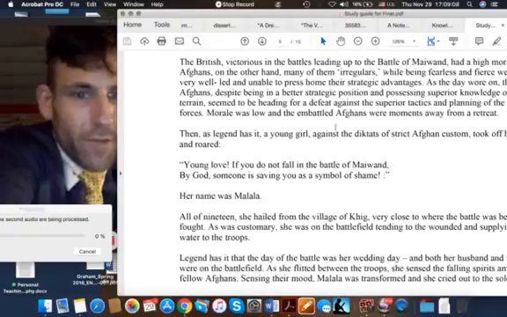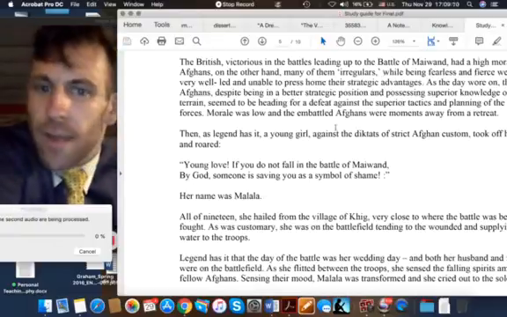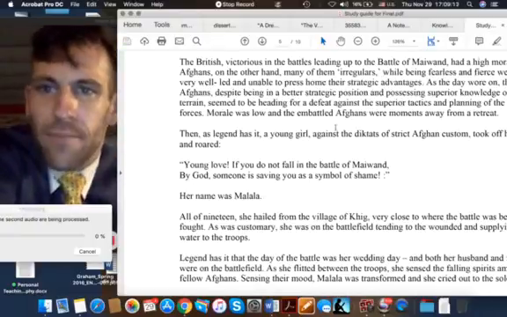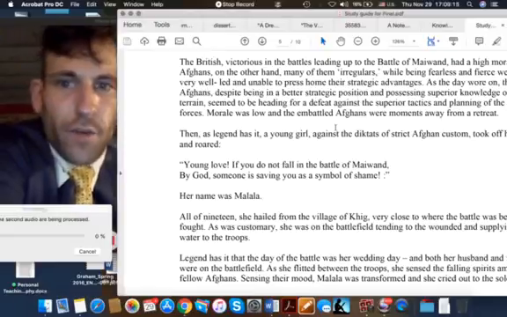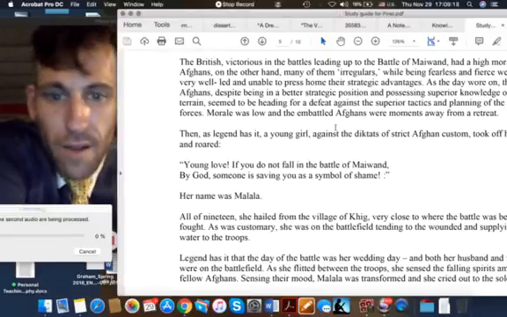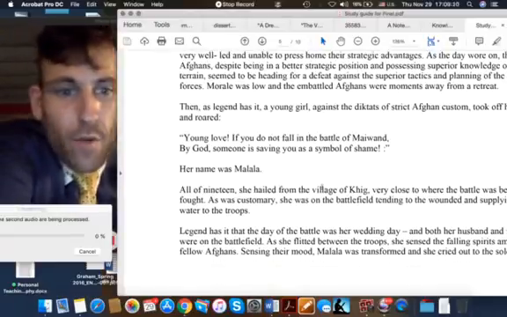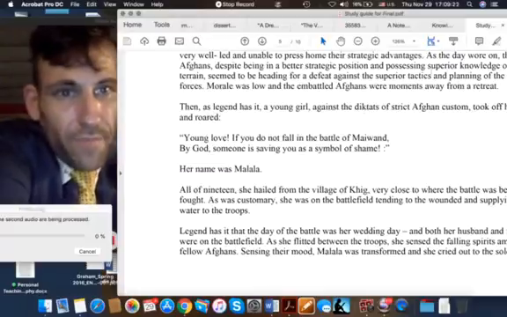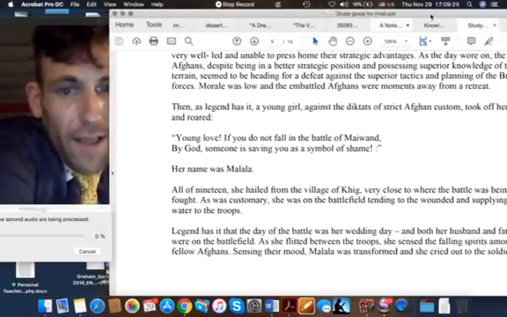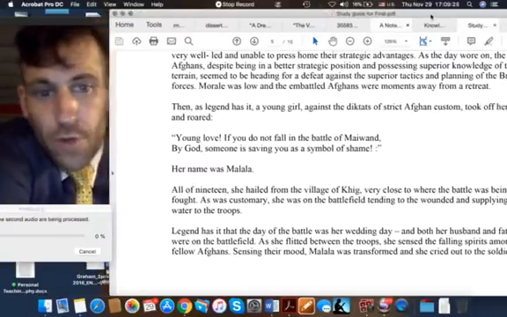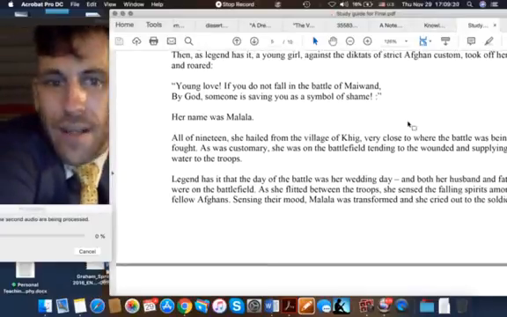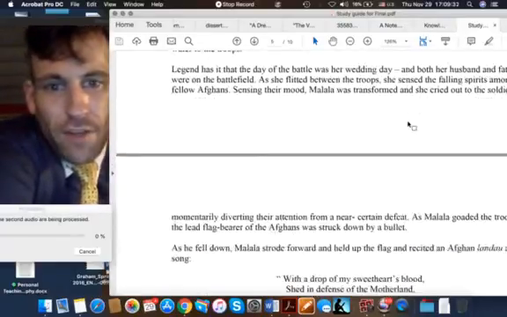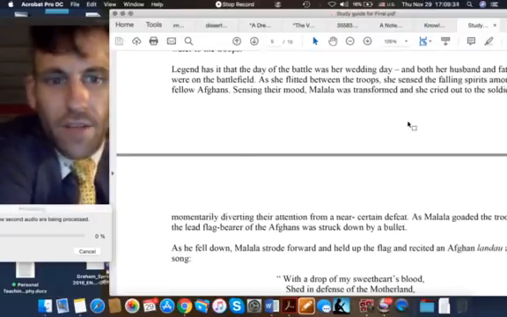At 19, she was from the village of Kig, which is close to where the battle happened. The customary status of a woman, she was on the battlefield tending to wounded and supplying the troops with water and medicine. So the legend is that the battle was on her wedding day, and her husband and her father were both fighting in the battle, and she was between the troops trying to help them out. She sensed the failing spirits of the Afghans because a lot of them were getting killed. She transformed and cried out to the soldiers, momentarily diverting their attention from a near certain defeat.